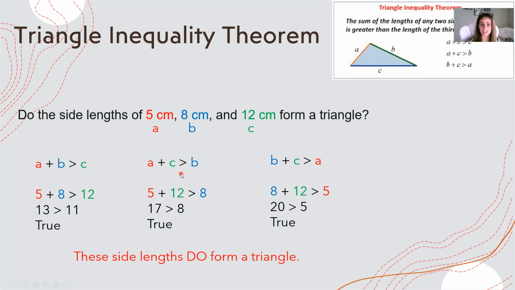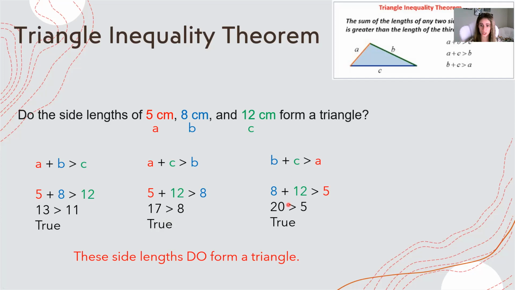If we look at our second combination, let's add side A and C together. So 5 plus 12 needs to be greater than 8. 5 plus 12 is 17. That is greater than 8. That checks out. But we can't stop there. We've got to do our final set. Now, if we add sides B and C together, 8 plus 12 has to be greater than 5. Well, 8 plus 12 is 20, so it checks out.